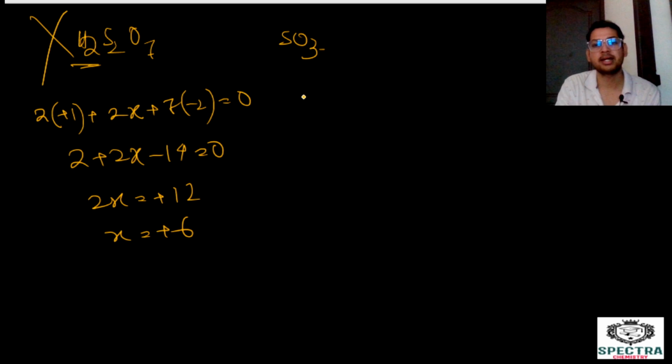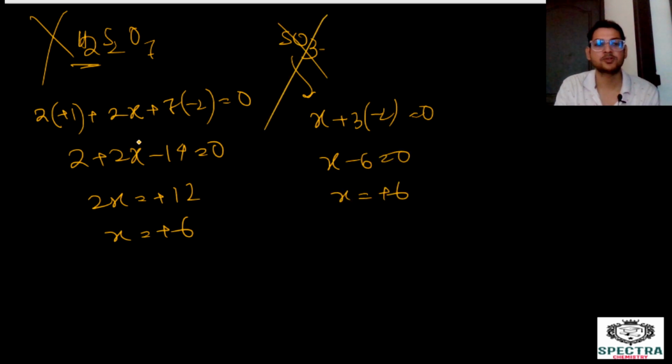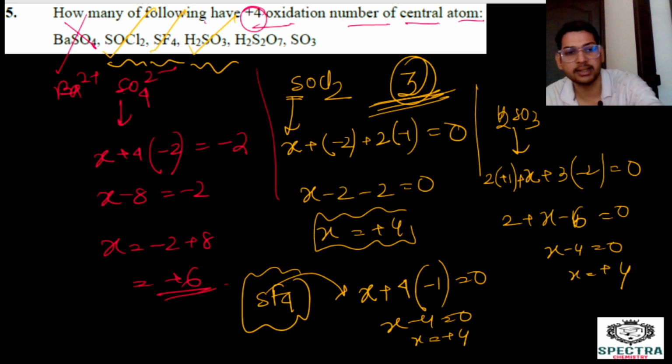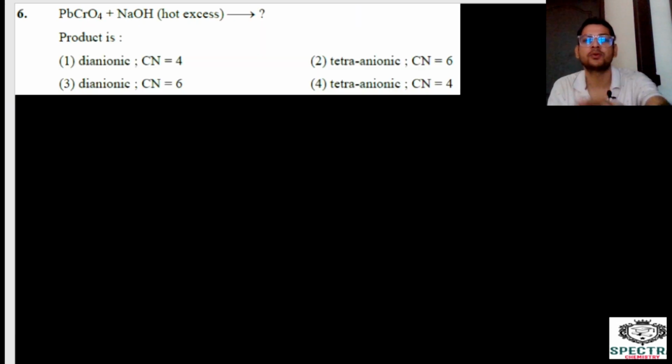That will not be my answer. Here it will be X plus 3 into -2 equal to 0, X minus 6 equal to 0, X equal to plus 6. That will also not be my answer. So sir, I am getting the answer as SOCl2, SF4 and H2SO3. That means 3 will be my answer here. Okay, now go to the next question.